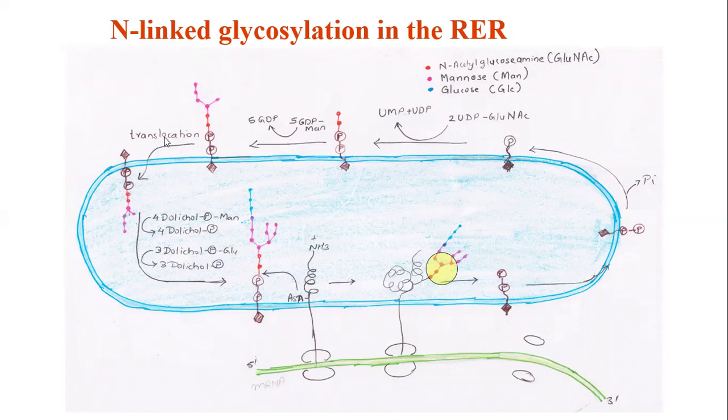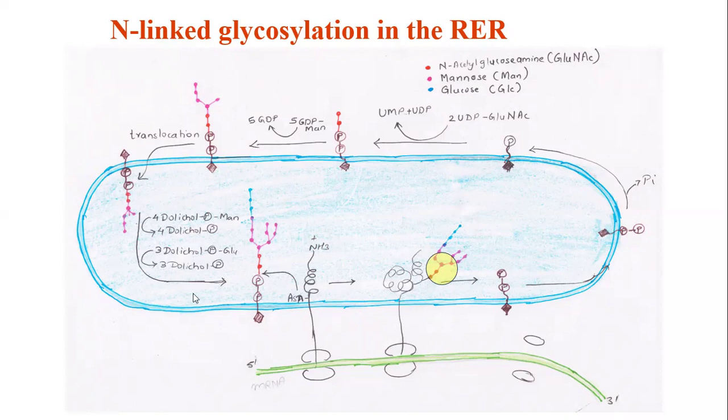Then we have a translocation step wherein the dolichol phosphate molecule flips so that the core that is synthesized so far is now present towards the luminal face of the endoplasmic reticulum, and the rest of the modifications or synthesis of the core oligosaccharide will take place on the luminal face of the endoplasmic reticulum. So here we will have addition of additional mannose and glucose residues by making use of dolichol phosphate derivatives as donors.